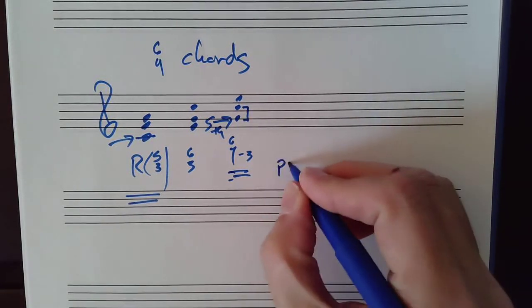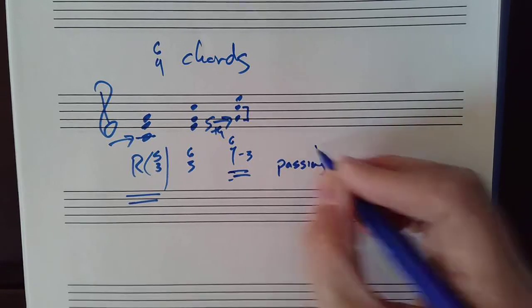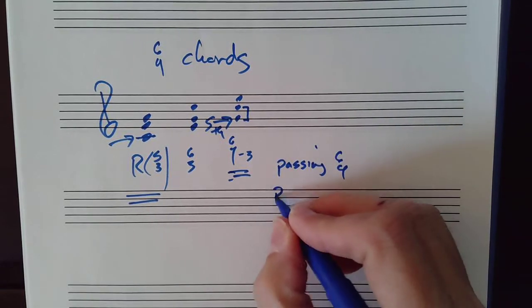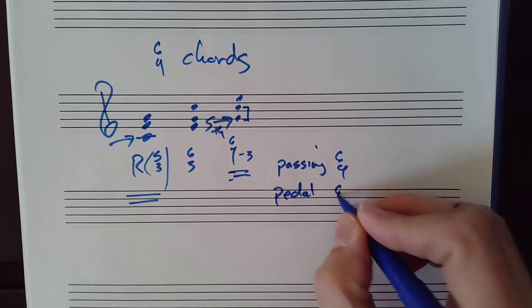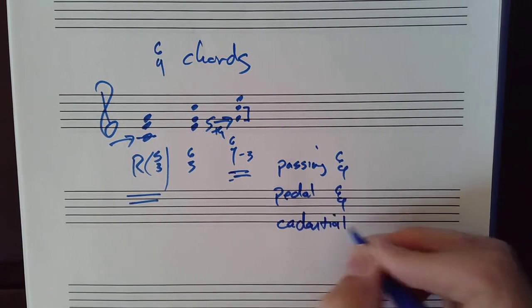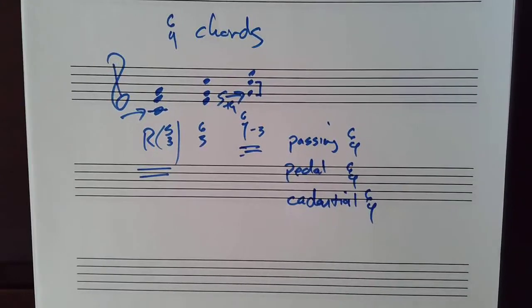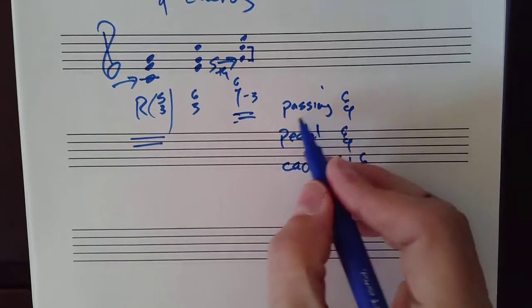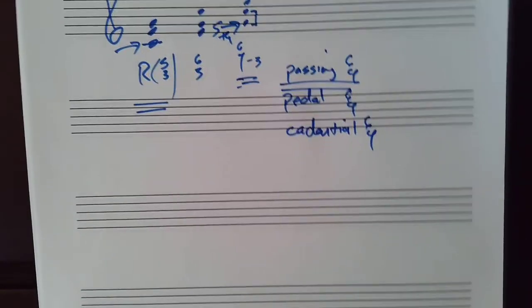The first is called passing 6/4. The second is a pedal 6/4, and the third is a cadential 6/4. I'll do a video about each one. Right now I'm going to talk about the passing 6/4.